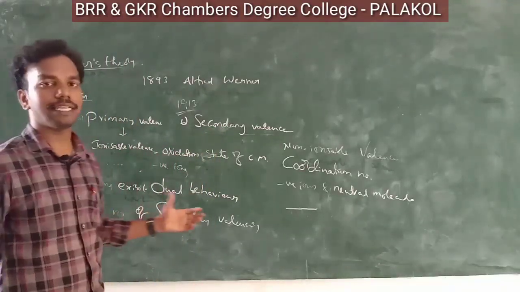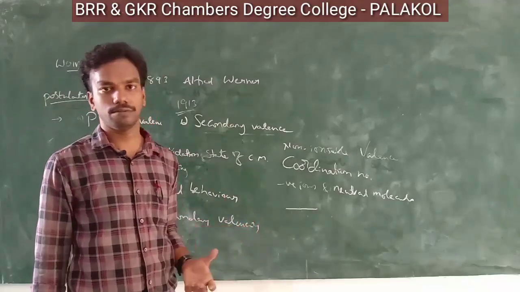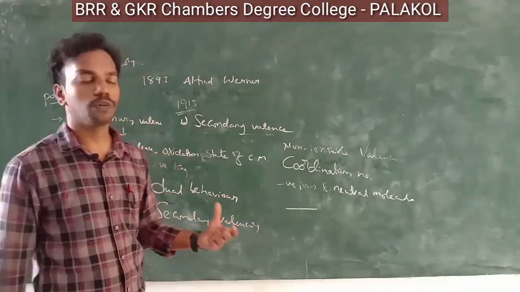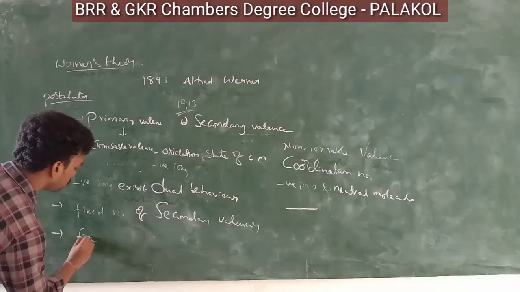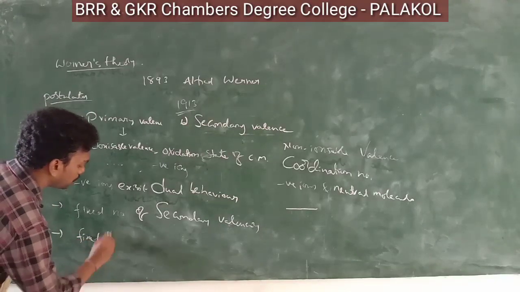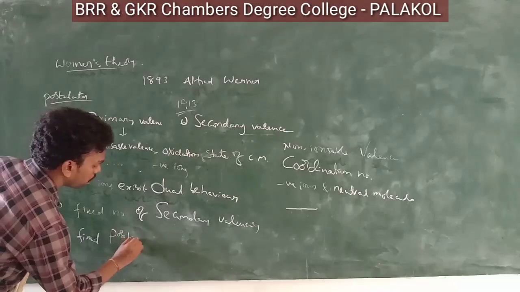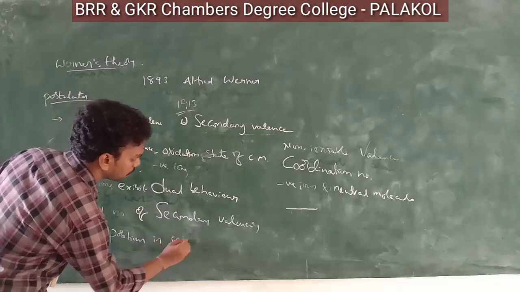And postulate number 4: the secondary valencies are oriented, directed towards some fixed positions in space.